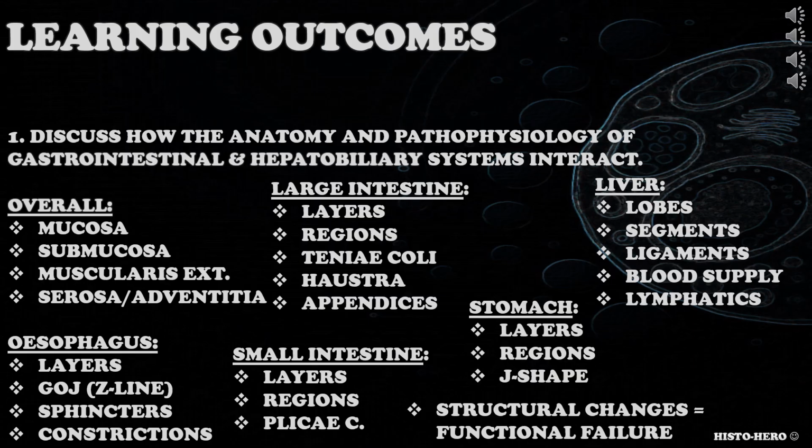For stomach, consider four layers: mucosa, submucosa, muscularis externa, and serosa. Anatomical regions: cardia, fundus, body, antrum, and pylorus. Muscularis externa has three layers to facilitate churning. For small intestine, consider the four main layers: mucosa, submucosa, muscularis externa, and serosa. Regions are duodenum or the mixing bowl, jejunum where the absorption happens, and ileum, plicae circulares the circular folds.